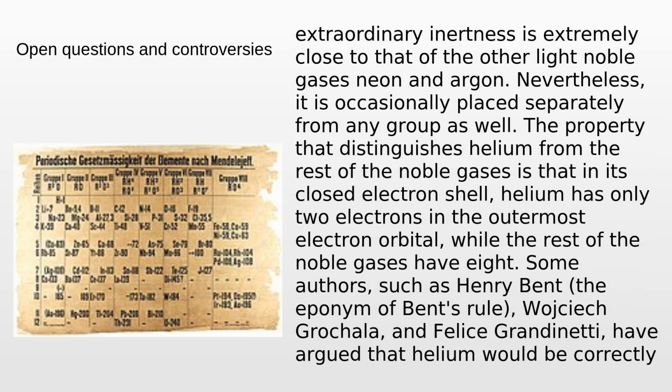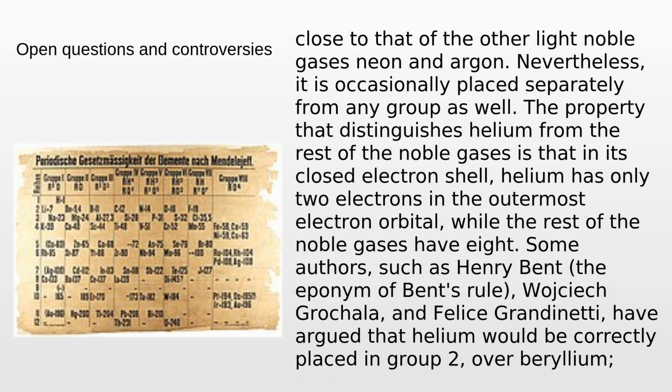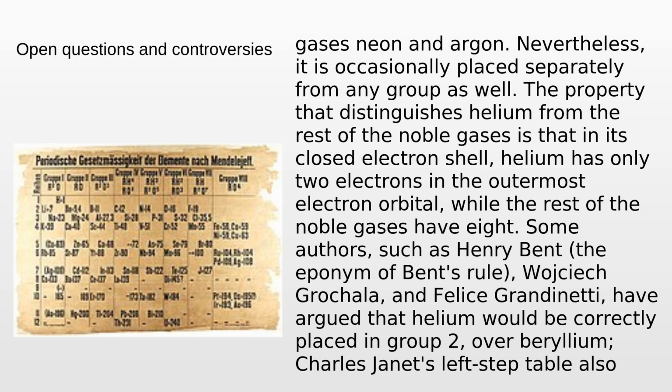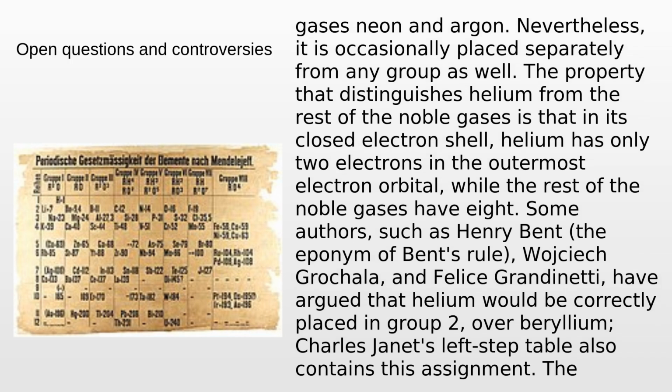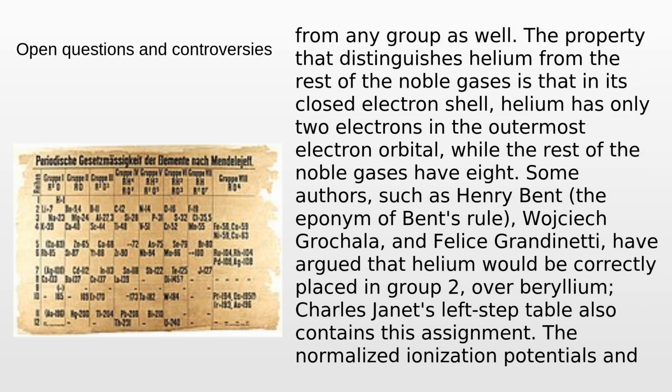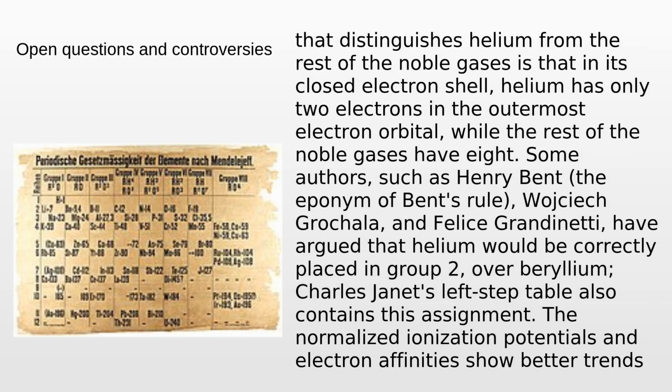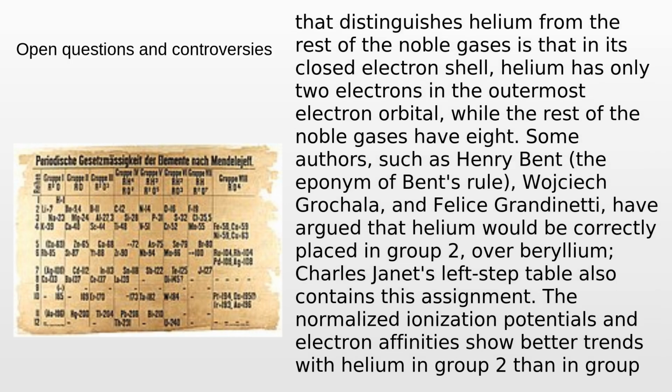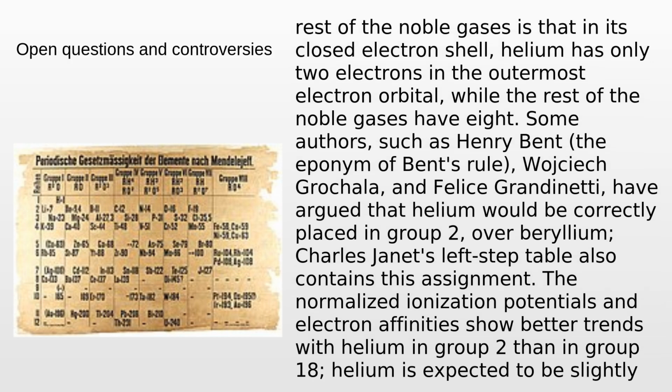Nevertheless, it is occasionally placed separately from any group as well. The property that distinguishes helium from the rest of the noble gases is that in its closed electron shell, helium has only 2 electrons in the outermost electron orbital, while the rest of the noble gases have 8.